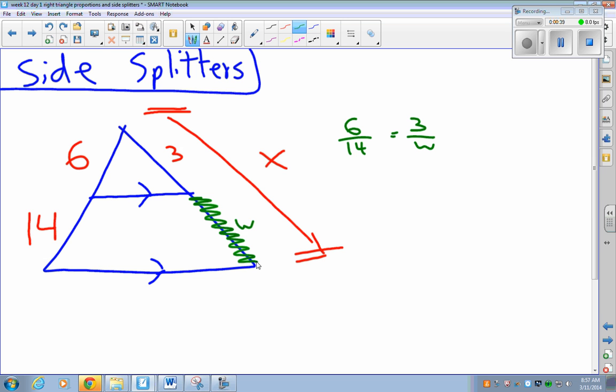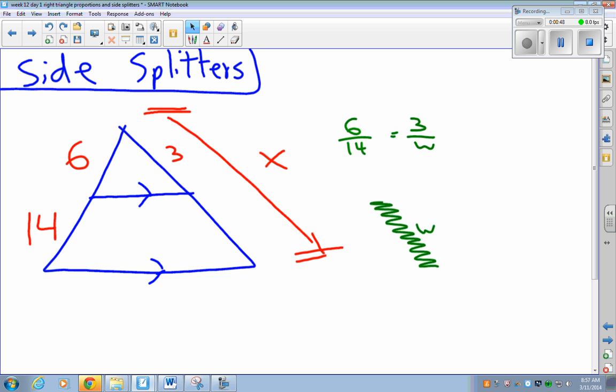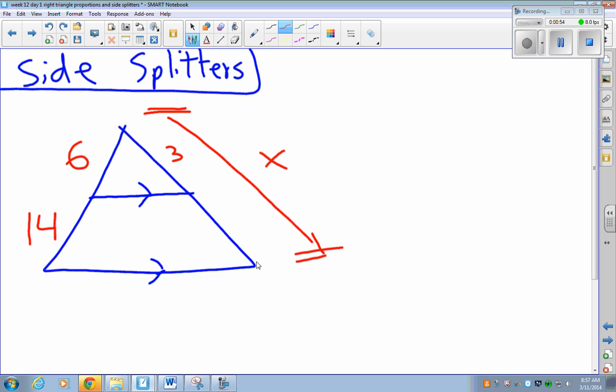Top left over bottom left equals top right over bottom right. But I don't have that green side. It doesn't exist. I'm not using that green side, so I don't want to solve it that way. So instead, let's go top left over all, and that all would be 6 plus 14, which is 20.